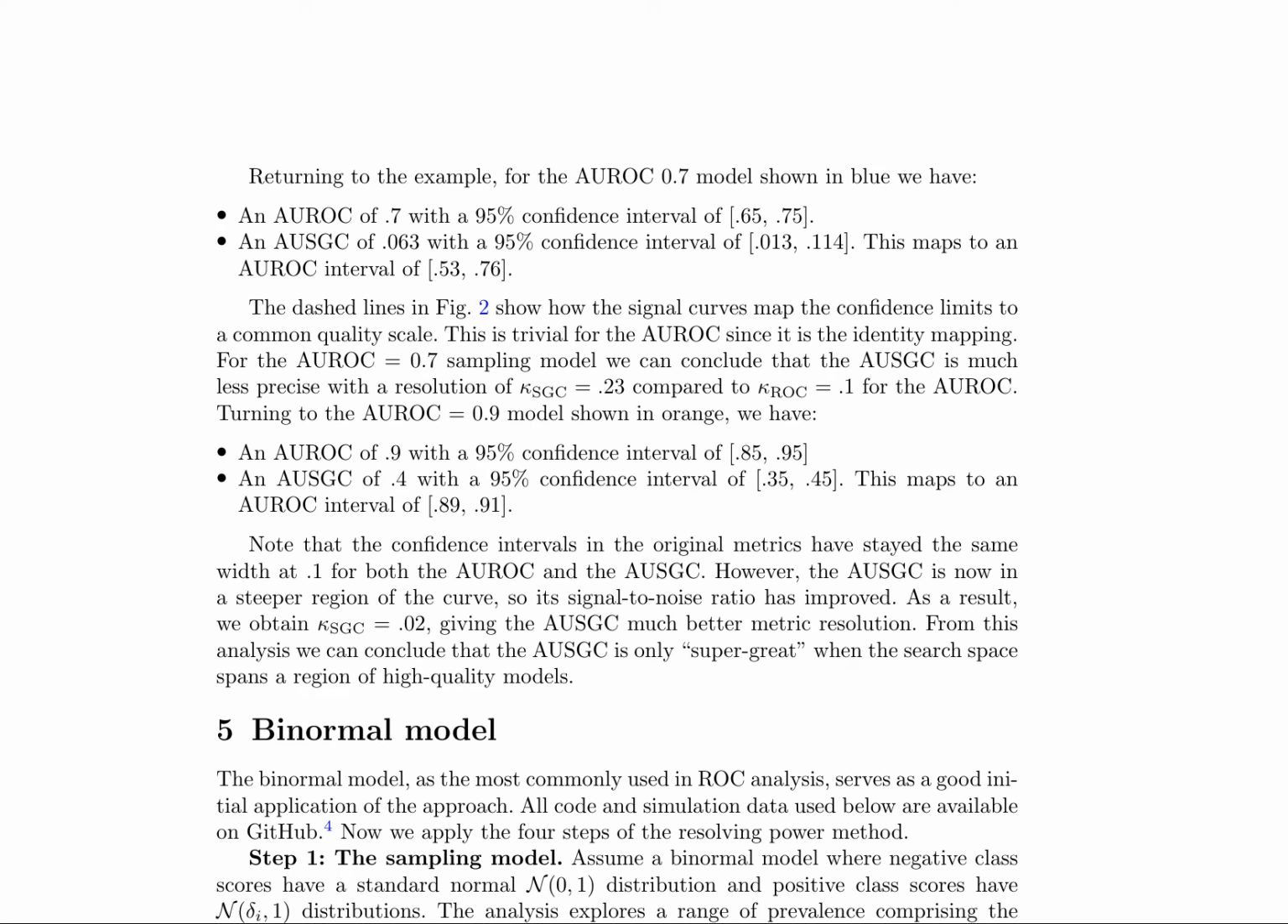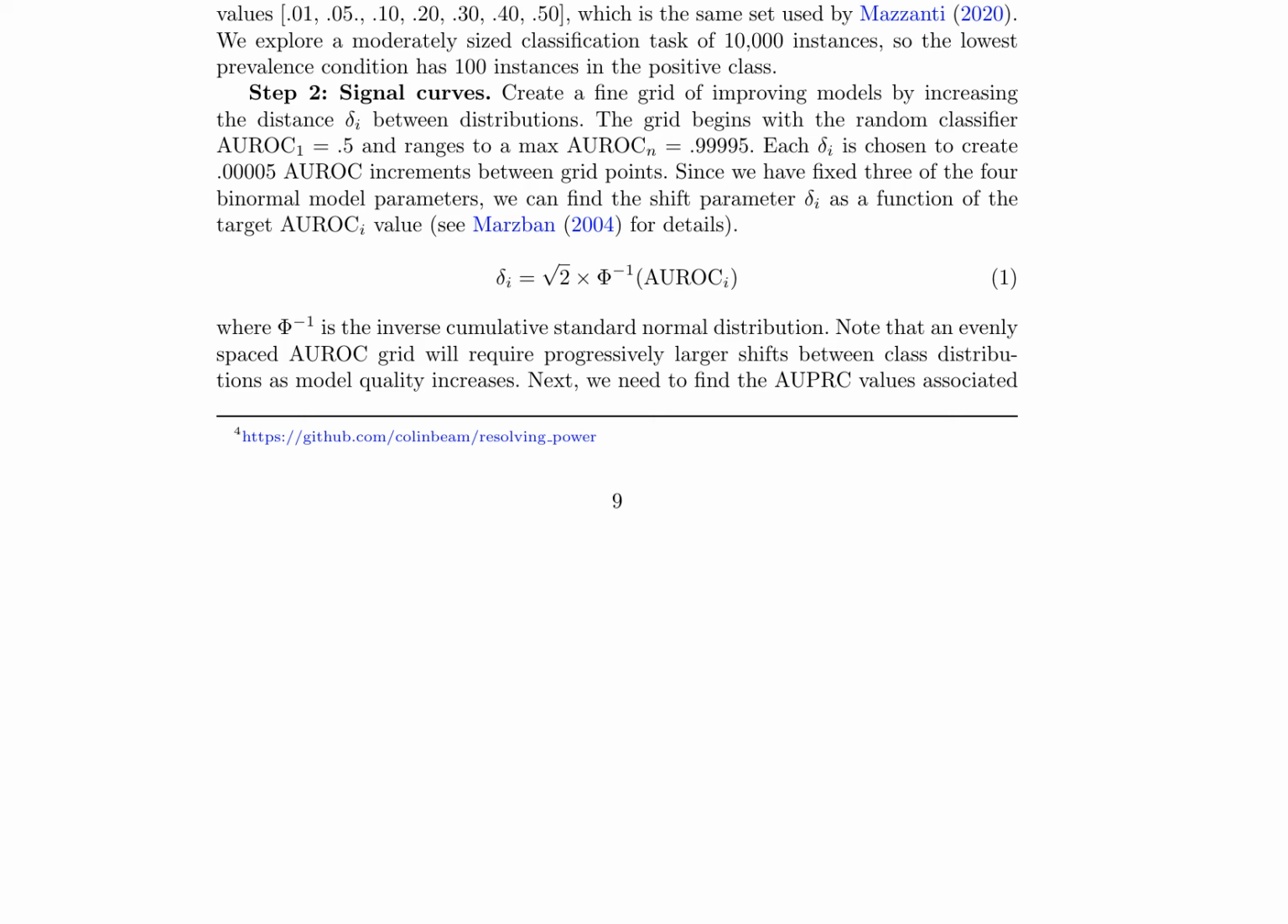In contrast, the AUROC 0.9 model has an AUROC of 0.9 with a 95% confidence interval of 0.85, 0.95, and an AUSGC of 0.4 with a 95% confidence interval of 0.35, 0.45. Although confidence intervals remain the same width, AUSGC is now in a steeper region of the curve, resulting in an improved signal-to-noise ratio and better metric resolution. Kappa SGC equals 0.02. The binormal model is introduced as a commonly used application in ROC analysis.